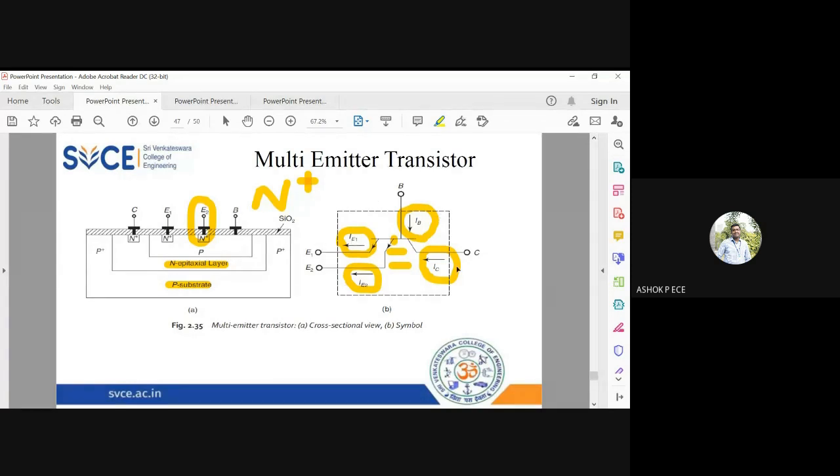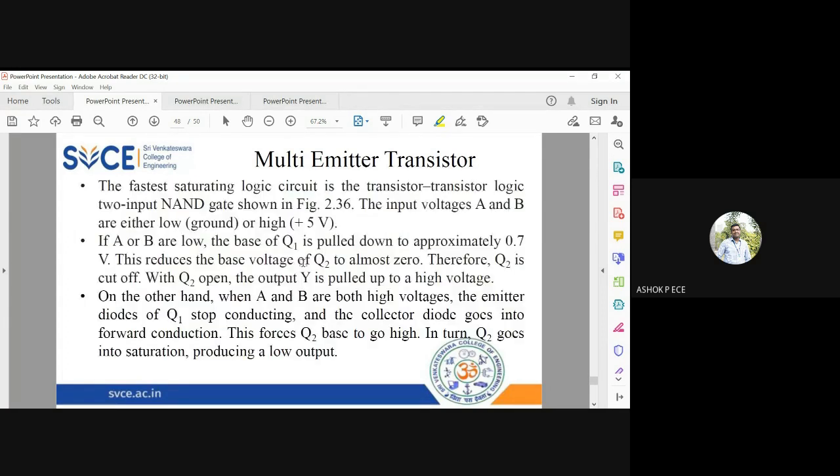So this is the symbol, and this is the fabrication cross-sectional view of your multi-emitter transistor. Multi-emitter means more than one. Here I am having two emitters. Some transistors also have 3, 4, 5 emitters. You can have more emitters depending on the need and the application where you are going to use these multi-emitter BJTs. The TTL logic is mainly used for implementing the NAND gate.